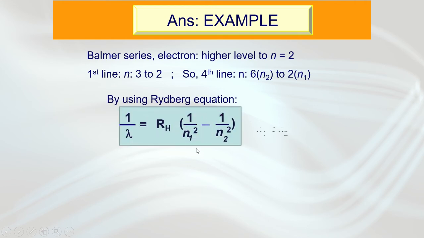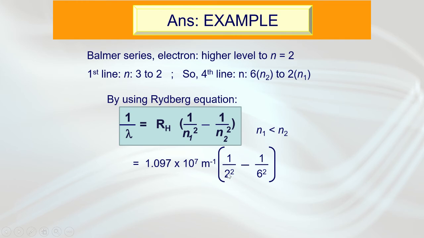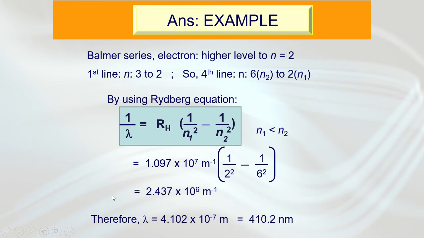So this is an example. Okay, substitute the value. Please make sure n1 is smaller than n2, which is 6. This is the value of 1 over lambda. Okay, so in order to get lambda, take 1 over this answer. Okay, so first you will get it in 10 to the power of negative 7. So in order to convert it into 10 to the power of negative 9, just move it.